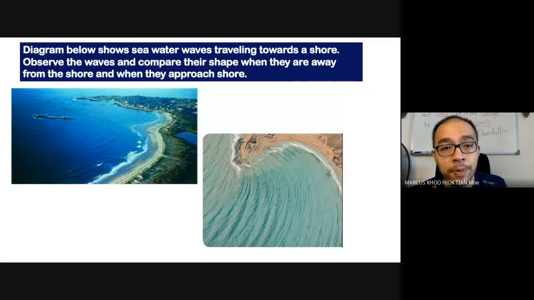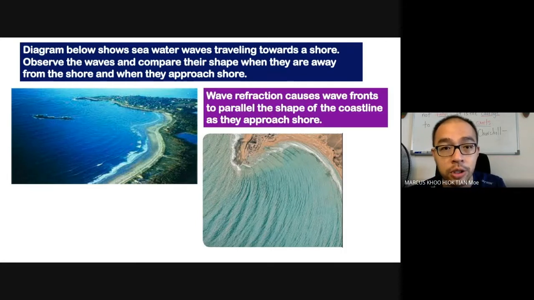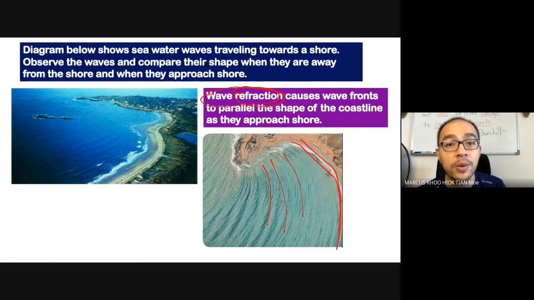Look at the waves and compare their shape when they are away from the shore and when they approach the shore. When they are away from the shore, they're kind of straight, but as they approach the shore, we find that wave refraction causes the wave fronts to parallel the shape of the coastline. It means it begins to look more and more like the coastline as it is being refracted. So today we're going to talk about how refraction happens and how the waves can take the shape of the shore.